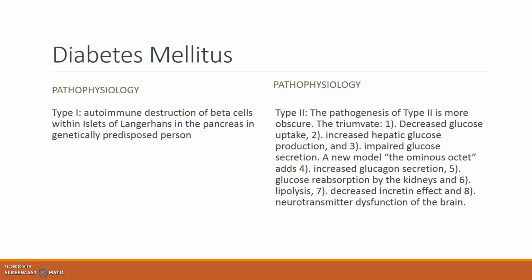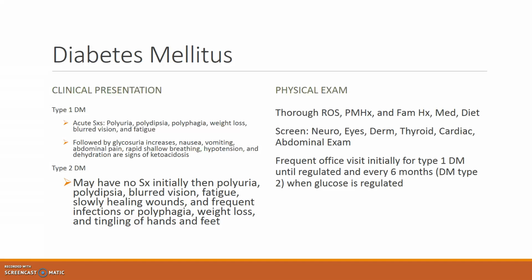And then the 7th thing is decreased incretin effect, and finally, neurotransmitter dysfunction of the brain. So, very complex. Clinical presentation of a type 1 diabetic is usually acute symptoms of the 3 Ps, the weight loss, blurred vision, fatigue. We might see that also followed by increased glucose in the urine, nausea, vomiting, abdominal pain, rapid shallow breathing, hypotension, and dehydration. And that's all reflecting those signs of ketoacidosis, which is a medical emergency. And often our type 1s present that way.